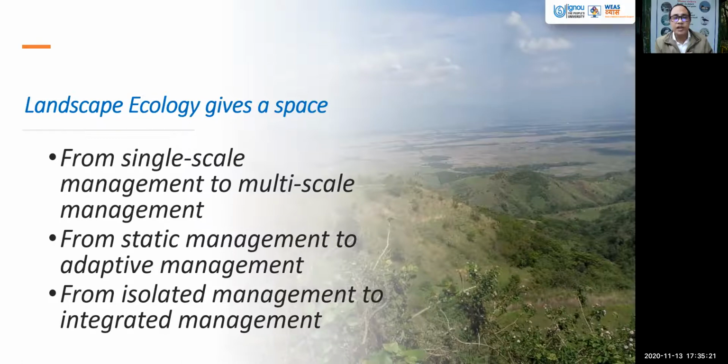That's why when you are looking for effective resource management, you have to shift from single scale management to multi-scale management. As I mentioned, from static to adaptive management: because of intervention or change in environment, the management practice which you followed 5 years back may not be possible to implement effectively in the same area. Because it is a dynamic landscape, a dynamic process, we have to adapt and follow adaptive management. Same way, from isolated to integrated management, you cannot look at only a particular resource, you have to look at the different components of that landscape. So for effective natural resource management, landscape ecology gives such a space.